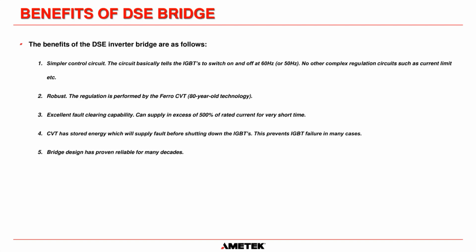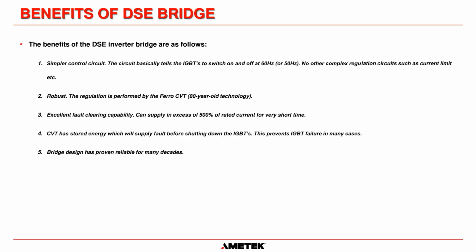Thirdly, the CVT has excellent fault clearing capabilities. It can supply in excess of 500% of the rated current for a very short period of time. So many people who come to our training class ask, what happens if our bypass isn't available and we have a short circuit? Because I said previously that the system does try to transfer to bypass to clear a short circuit. Well, with a constant voltage transformer, for a 100 amp system, it can actually supply 500 amps for a very short period of time to try and clear that fault before trying to transfer to bypass if it had to.